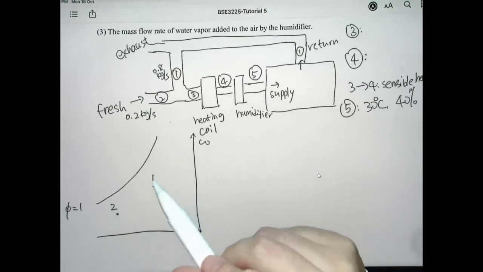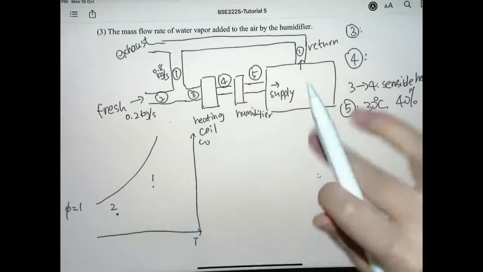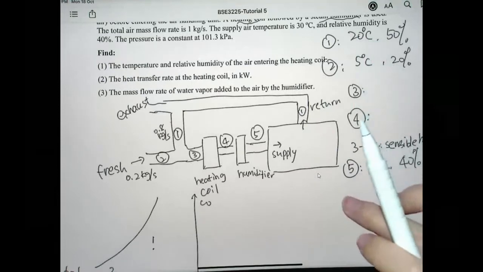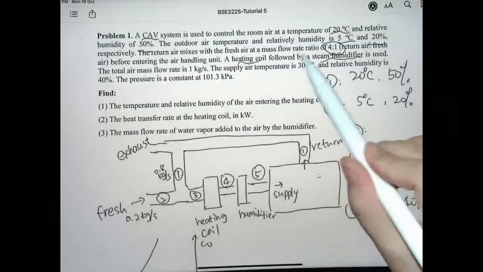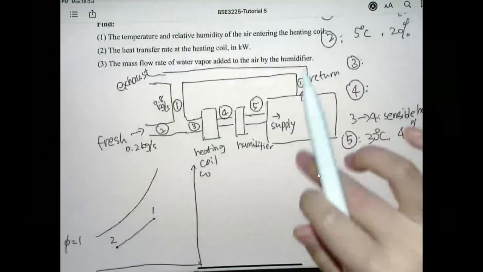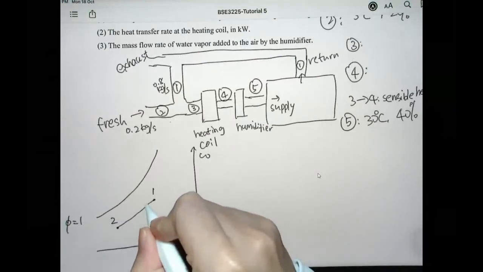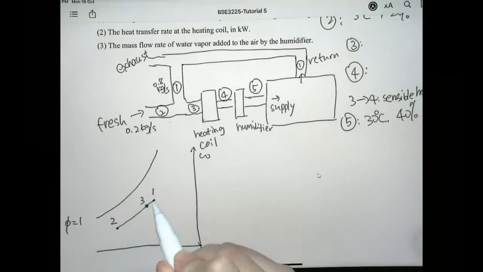So once you are given a psychrometric chart, you can easily locate these two states as the two independent parameters are already given. And then what you do is you connect these two dots, and since the mass flow rate ratio is 4:1, it will be somewhere here. So this will be say state 3, and the length of the line 2 to 3 is 4 times the length of the line from 3 to 1. So this is how you can locate state 3.